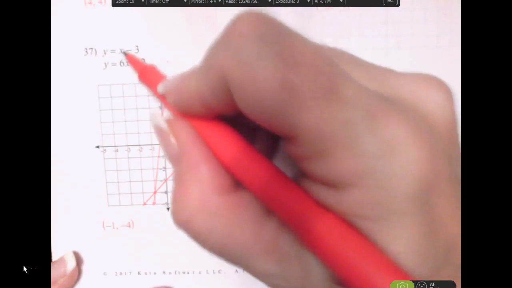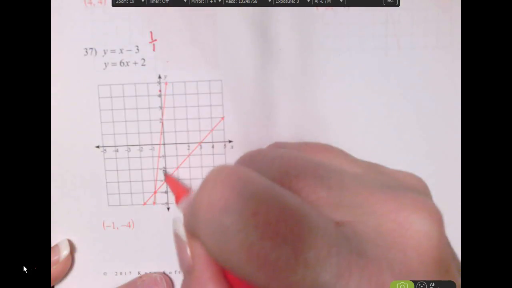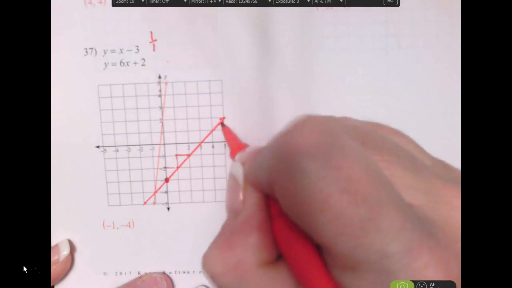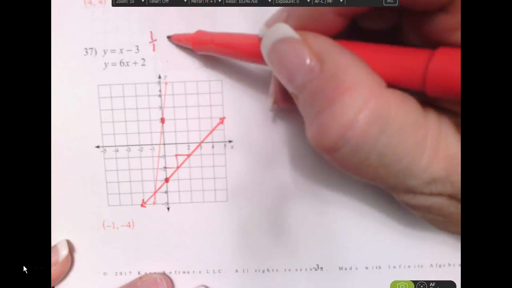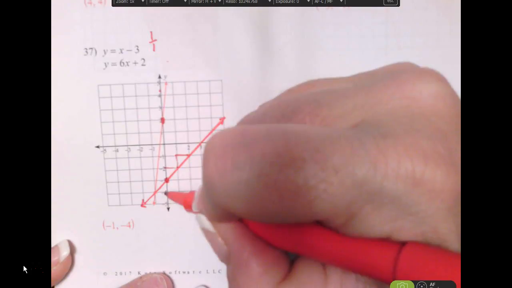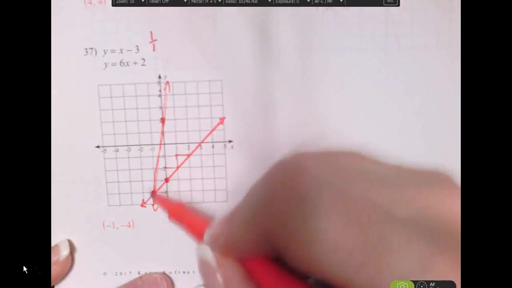And number 37 is going to be the same process. So x minus 3, go to negative 3, and then the slope of that one is 1 over 1. So we rise 1, run 1, and then we make our graph, and then 6x plus 2. Well, again, if I go up 6 and over 1, that's going to be off the chart, so I'm going to go down 6 and left 1. Once I see where those lines meet, it's right there at negative 1, negative 4.